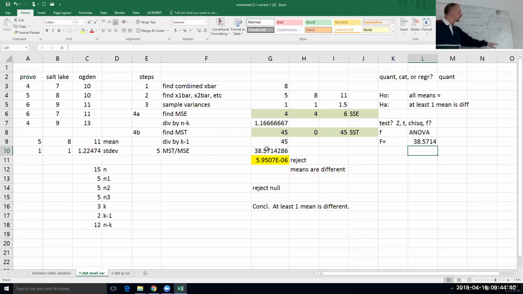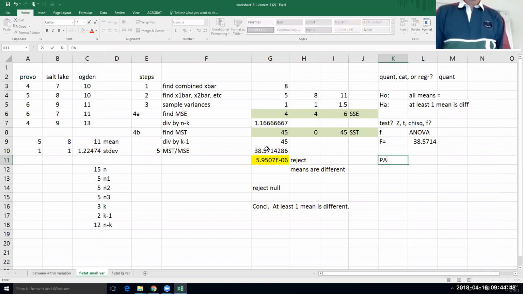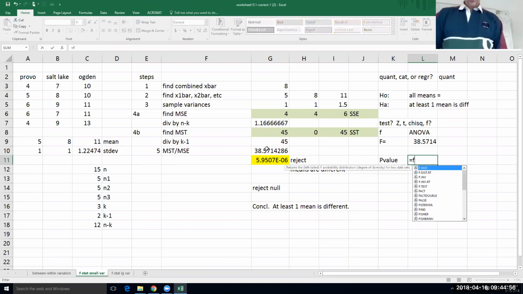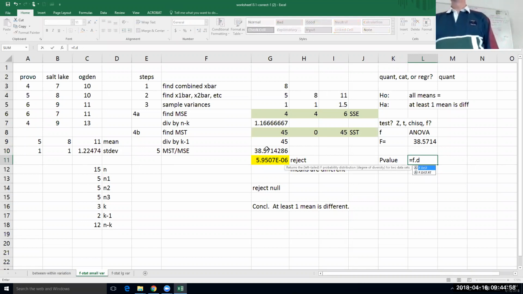Okay. So, what's the next step I'm supposed to do? On the p-value. Okay. The p-value is, what do you think? F.DIST, which one? It's always going to be a right-tailed test, because we do a left tail for the standard deviation test.